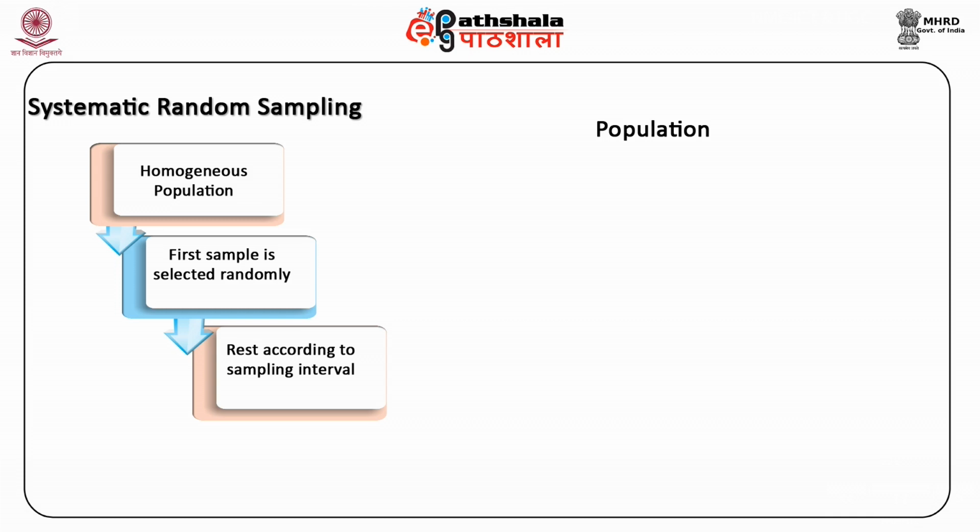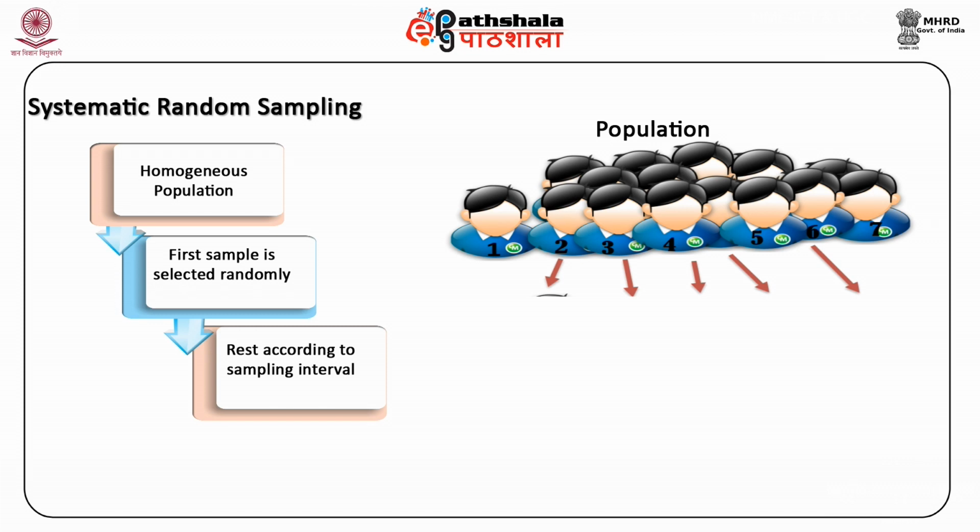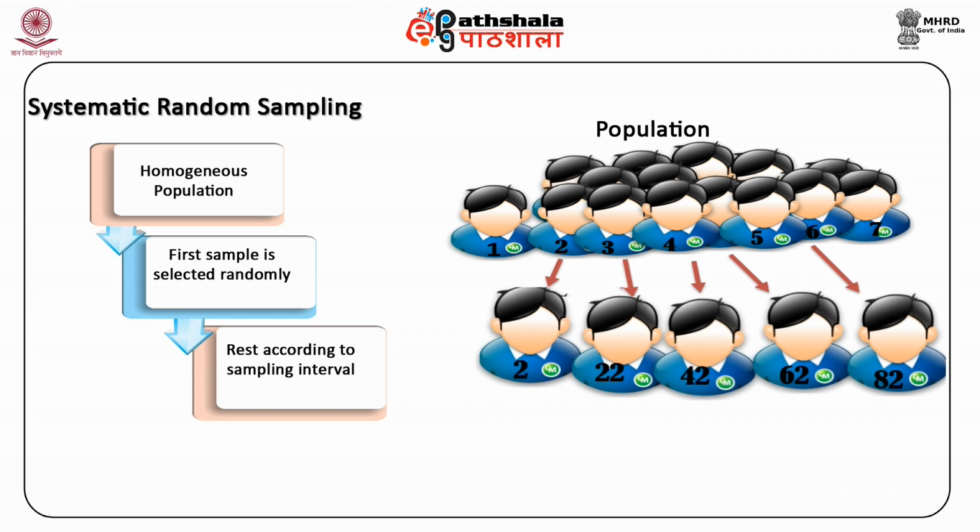For example, a university has 100 students, and a systematic random sample of 5 students is to be taken. A sampling interval is calculated by dividing 100 by 5, which equals 20. Then, all the students are ordered in sequential numbers. The first student is selected at random from 1 to 20. Say the second student is selected, and thereafter every 20th student is selected. For example, we first select the second student randomly and then every 20th student, like 22, 42, 62, and 82.